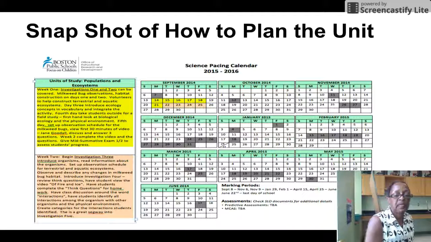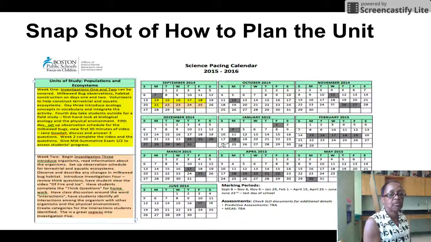From that point, I move on to the second investigation within the same week. I take about 2 days on the milkweed bugs. I divide the construction of the habitats by dividing certain pieces of the activity up among classes, just so that I can keep it moving and not have students spend a lot of time in one area, which can be time consuming and can allow your classes to get away from you. So you want to manage that really closely.